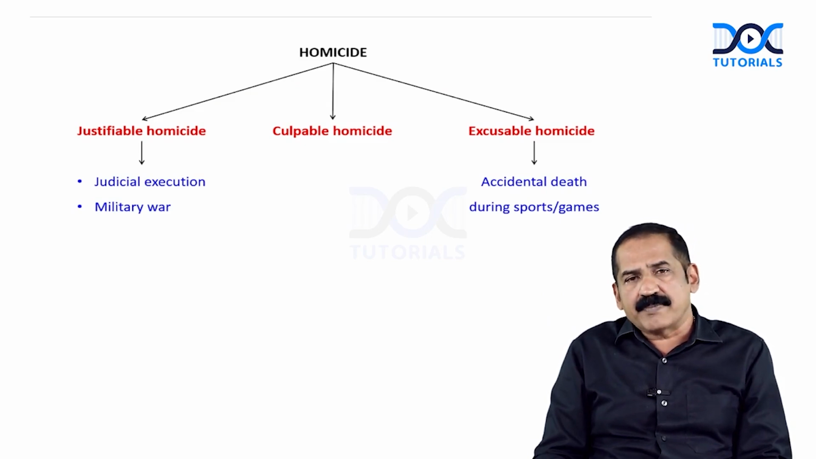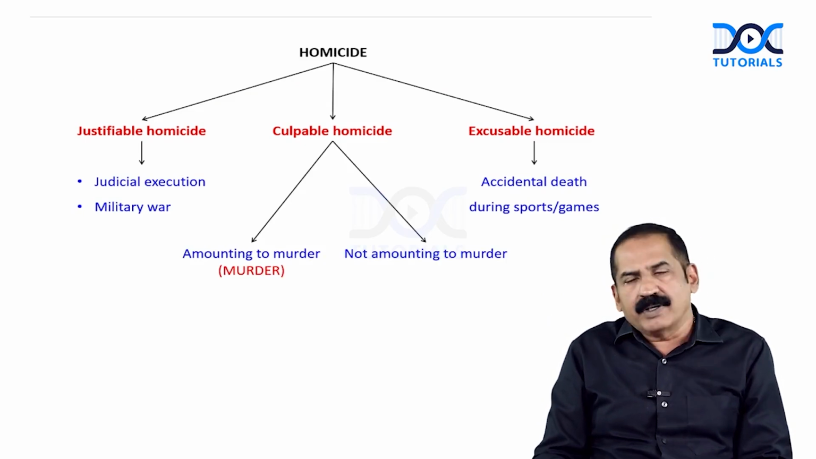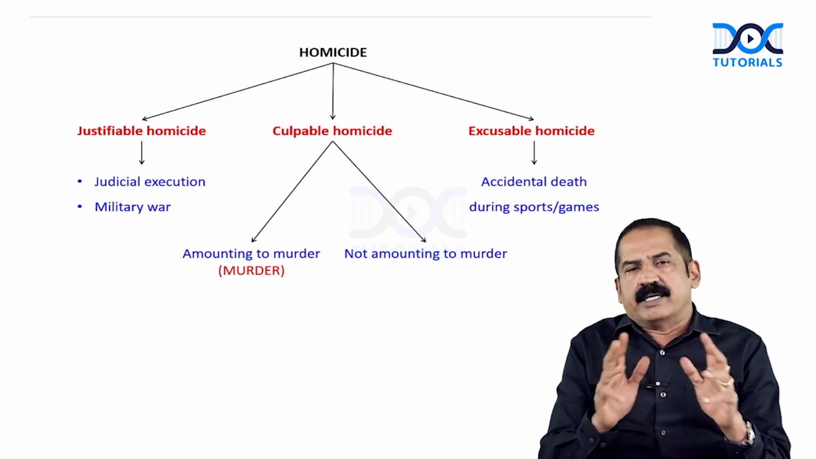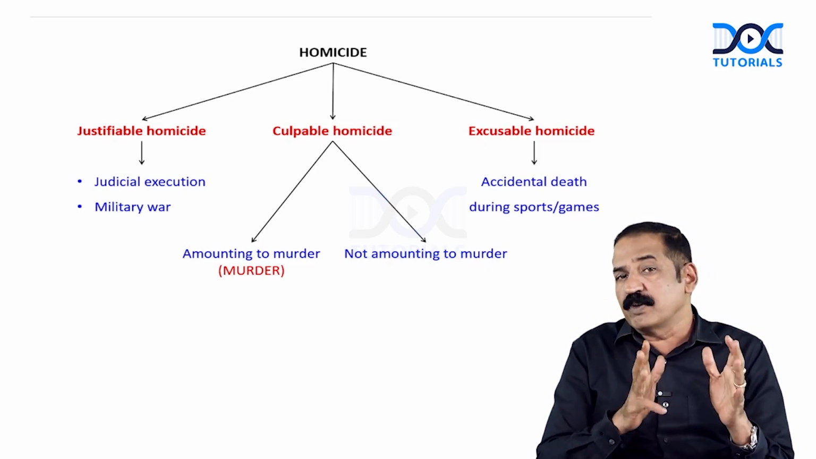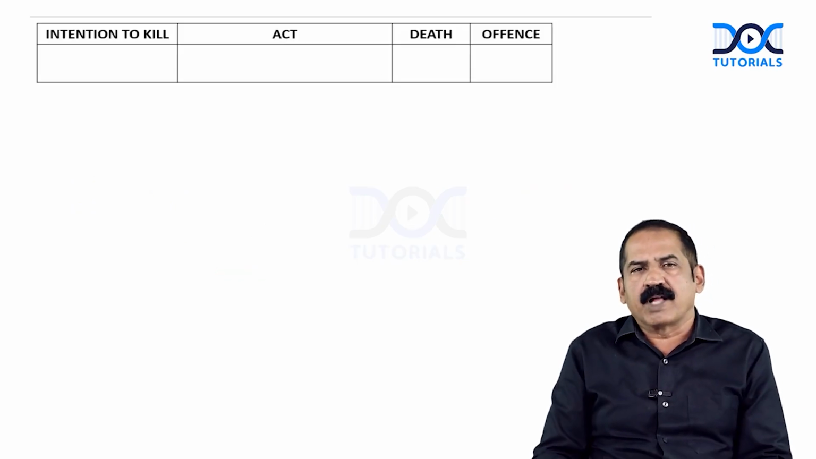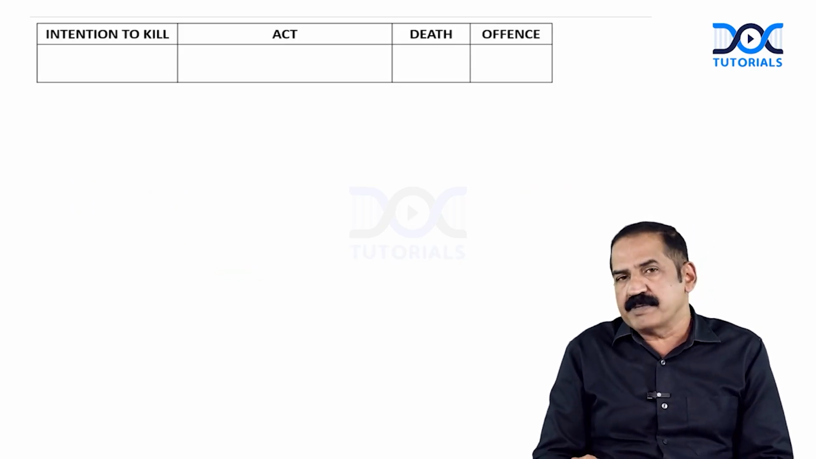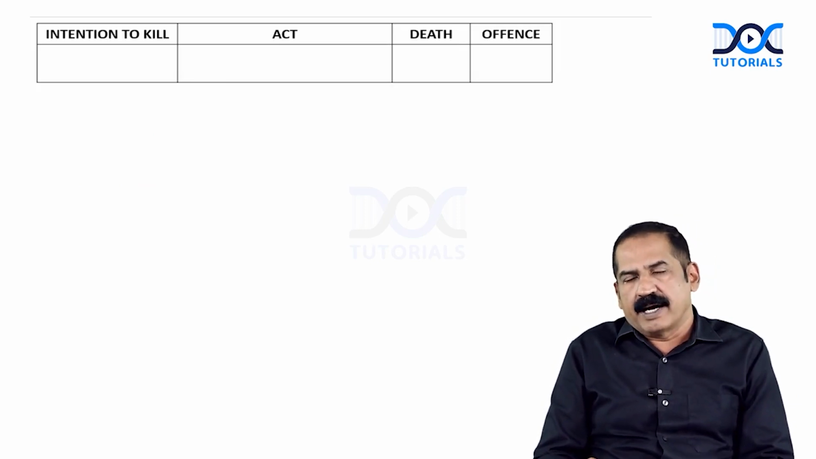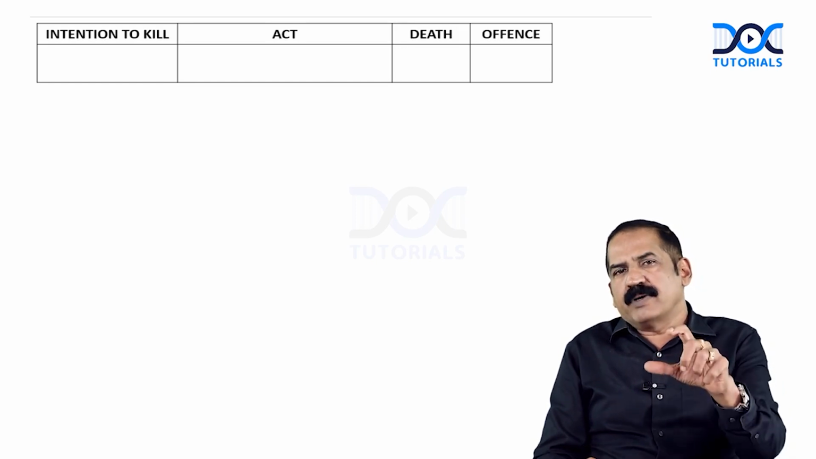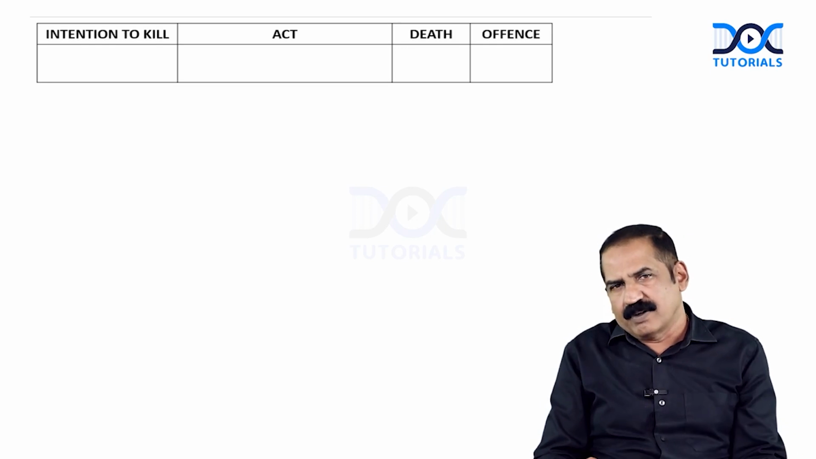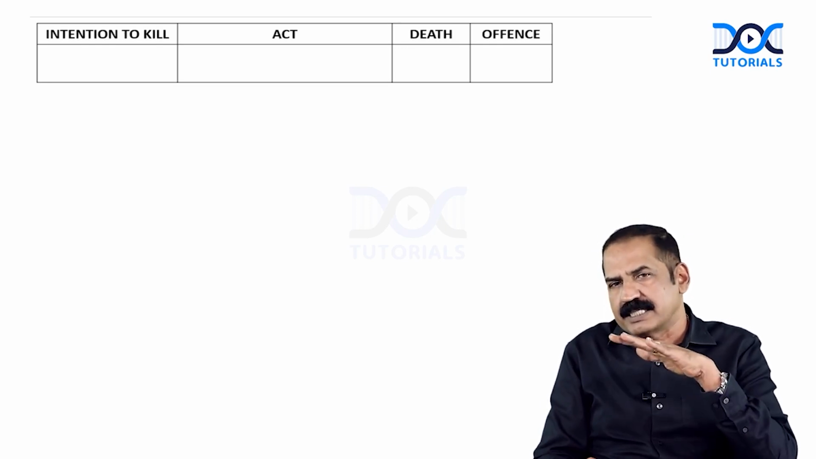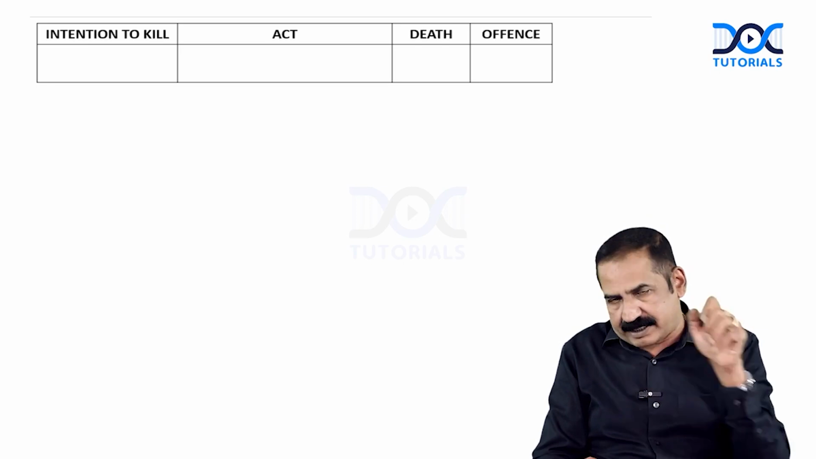Now, what is culpable homicide? Culpable homicide is of two types. Number one, amounting to murder. Number two, not amounting to murder. As I told earlier, if you say murder, that means culpable homicide amounting to murder. If you just say culpable homicide, it is culpable homicide not amounting to murder. Now, let me explain how to differentiate between culpable homicide amounting to murder and not amounting to murder. And you have to remember one more thing. Whenever you use the word homicide, that means the person is dead. Whenever you say murder, that means the person is dead. If the person does not die, it is attempt.